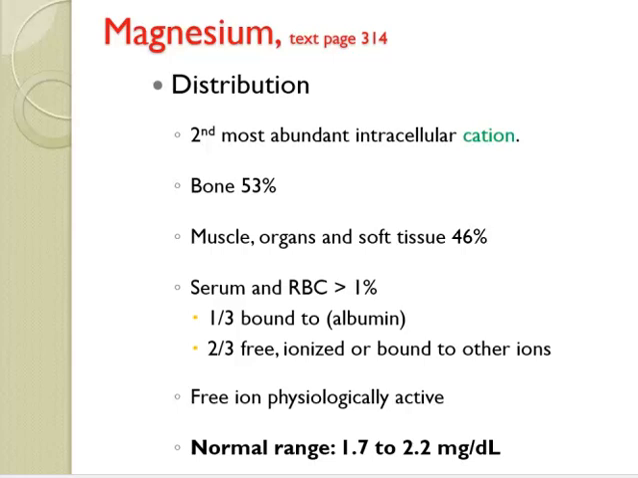Also, less than 1% of magnesium can be found in the serum and red blood cells. About a third of that 1% can be found bound to albumin, and 2/3 are free, ionized, and bound to other ions. The free percentages of magnesium are physiologically active. The normal range for magnesium in serum and plasma is 1.7 to 2.2 milligrams per deciliter.